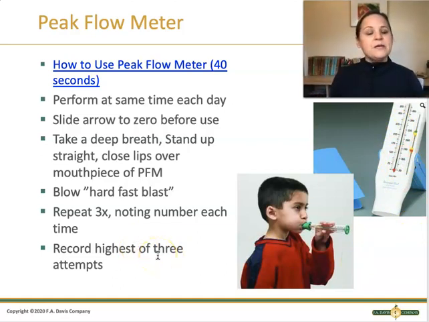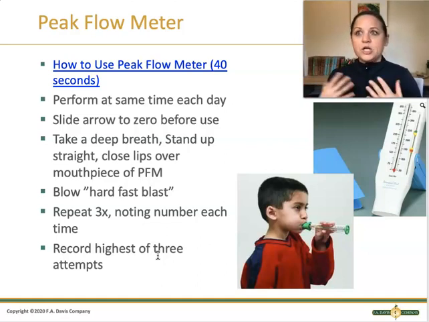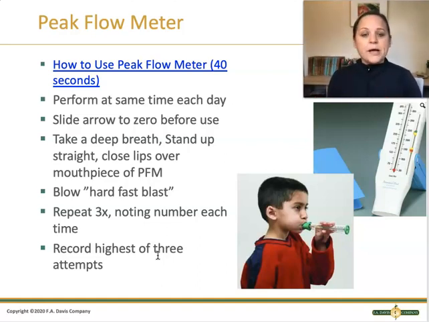And everyone's peak flow and their good, healthy range is going to be dependent on them. And so their provider will have already established with them what a healthy, safe range is for them, what their yellow zone might be, and then when they're really having trouble in a red zone. And so we want to make sure that they're in the nice green zone, and that way they know that they're in a safe spot at that time.